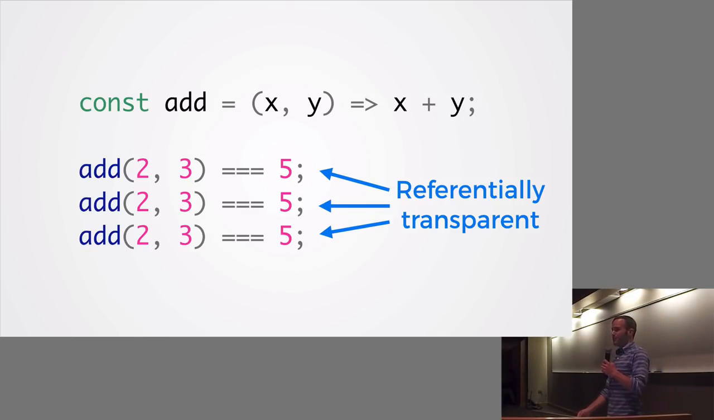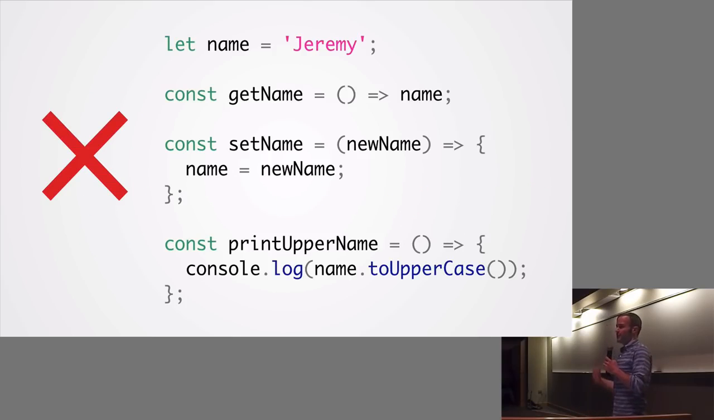So what then is impure? Well, we have this contrived example here of some functions of an API that depends on this global variable called name. And we're using a let binding, so it can be mutated. It can be changed, the value of it. So each of these functions is impure.